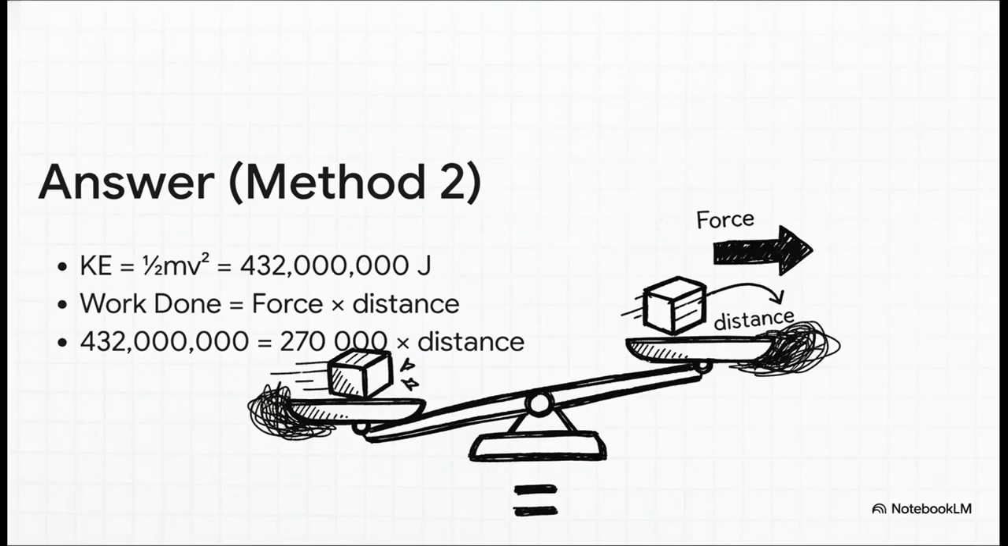Now for the energy method. This one's really elegant. The basic idea is that to stop the train, the work done by the brakes has to be equal to all the kinetic energy the train had to begin with. So, you calculate its initial kinetic energy, set that equal to force times distance, and solve for distance. And boom, you get the exact same answer.